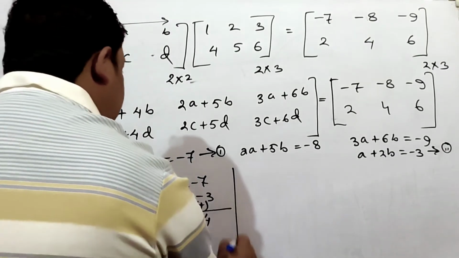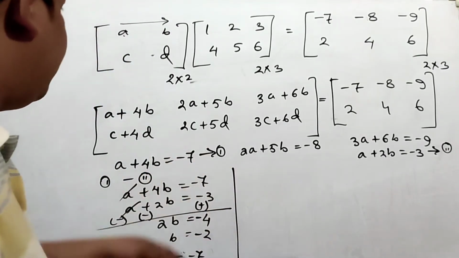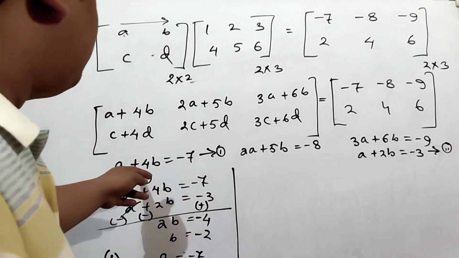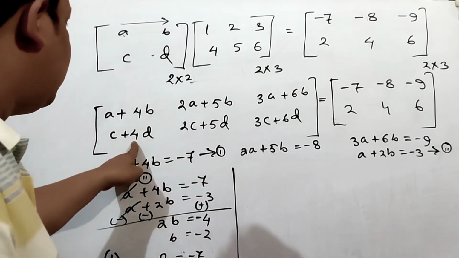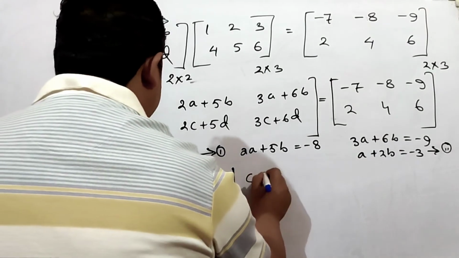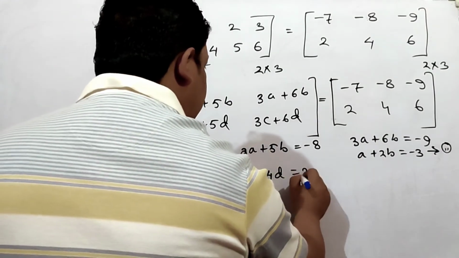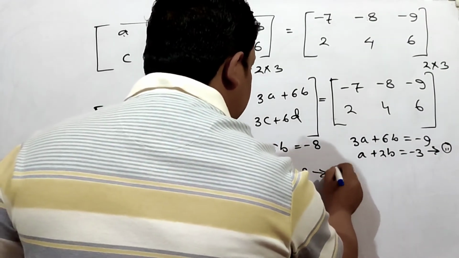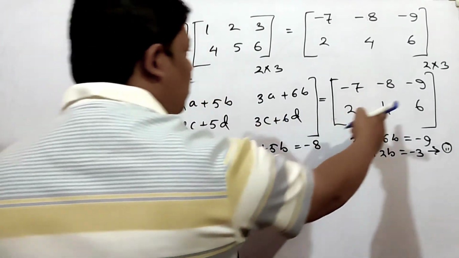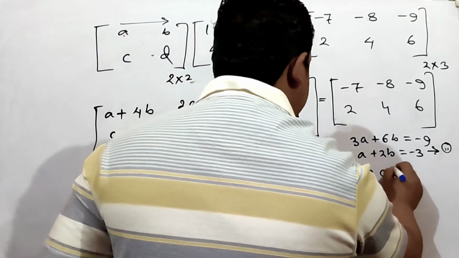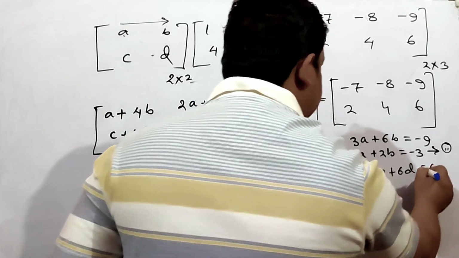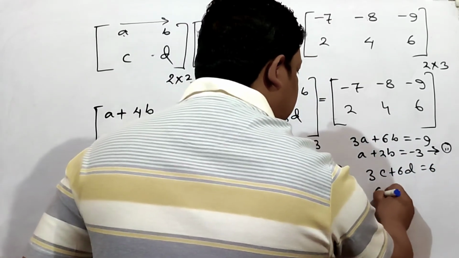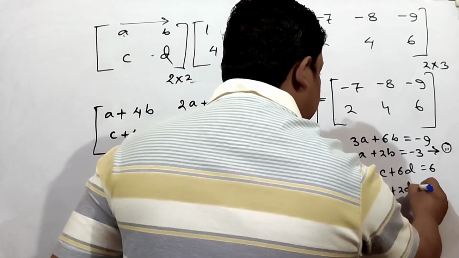Again comparing for c, if I compare the first equation, then you get c plus 4d equal to how much? 2. That is the third, and the last equation is given 3c plus 6d equal to 6. So c plus 2d equal to 2.